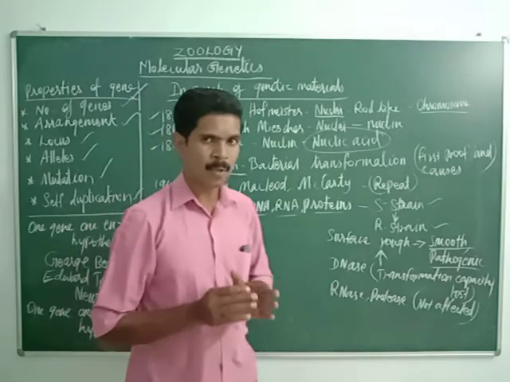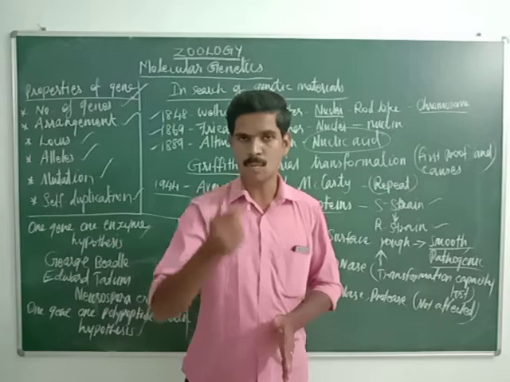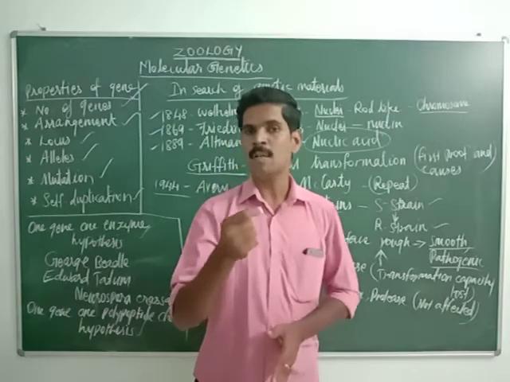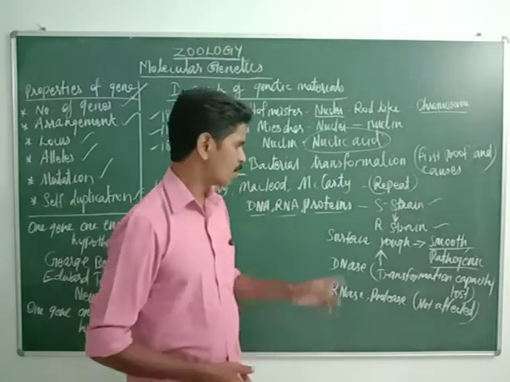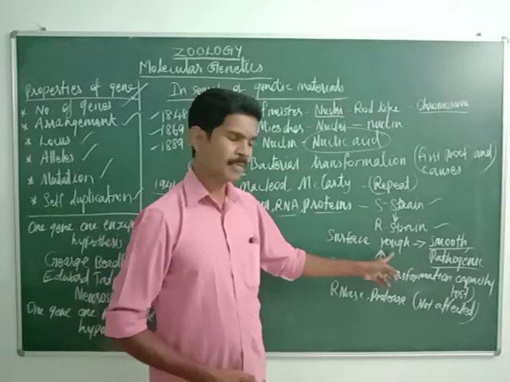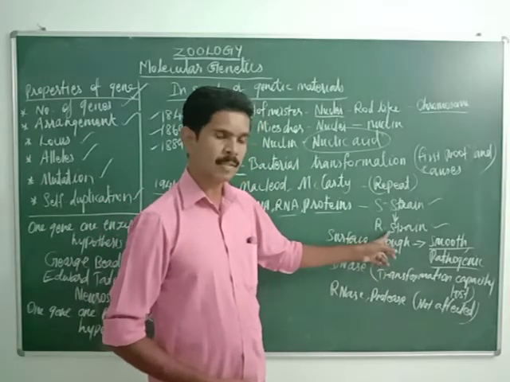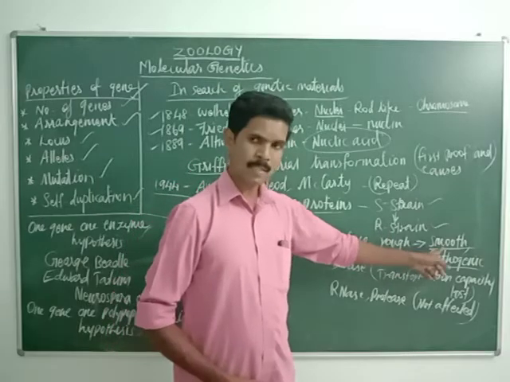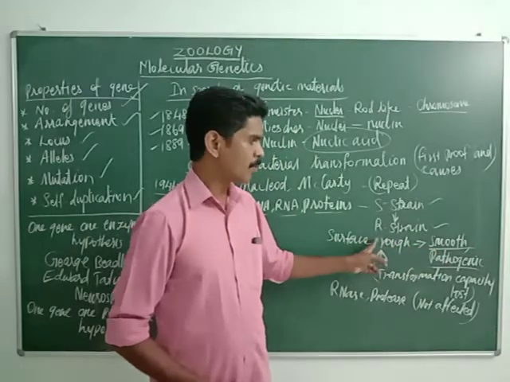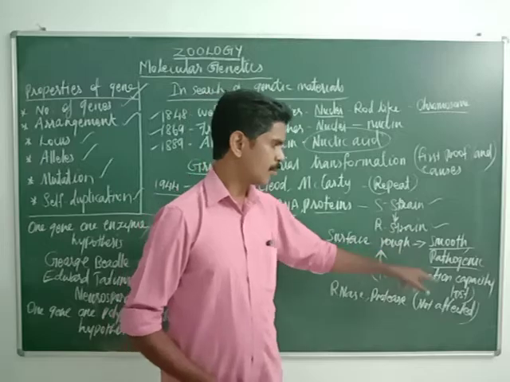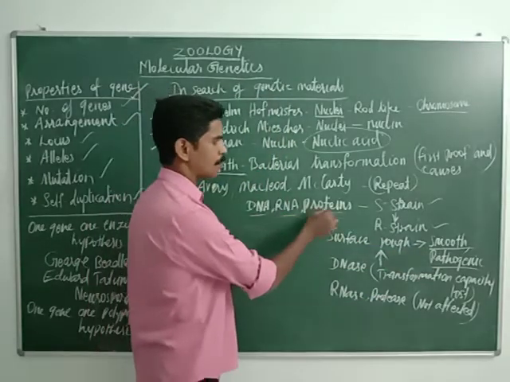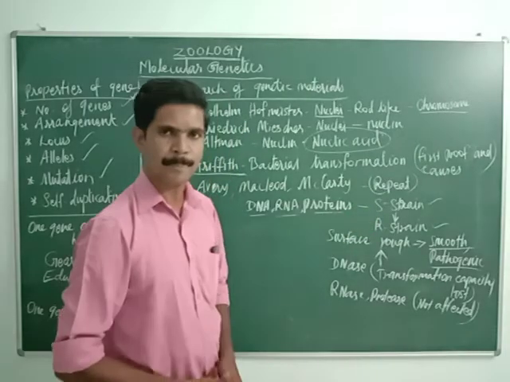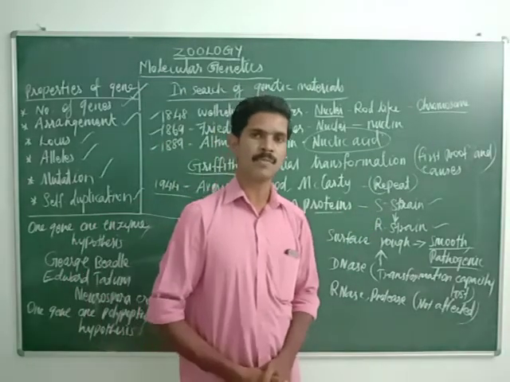Understand? So 2 points I said here. Two changes we understood in the body of the R-strain bacteria. What are the 2 changes? One is the rough outer surface of this R-strain bacteria is changed into smooth nature, and the non-pathogenic R-strain bacteria is converted into pathogenic bacteria after adding the DNA, RNA and proteins of the S-strain bacteria. Hope you understood, my dear students.